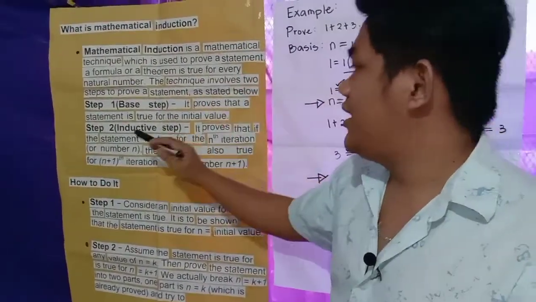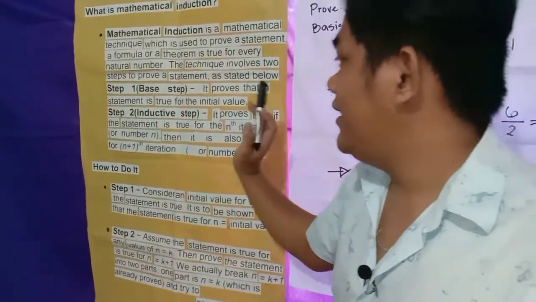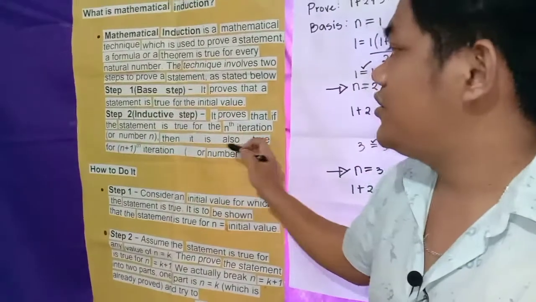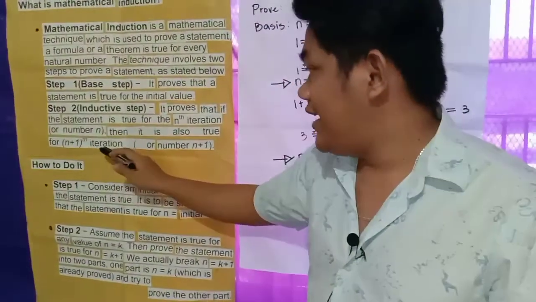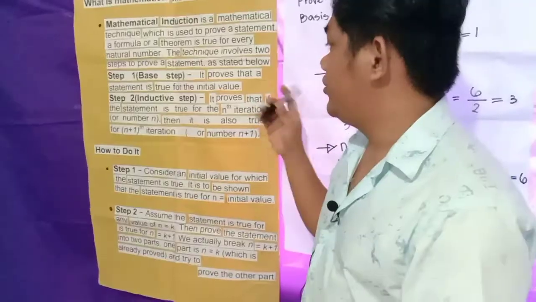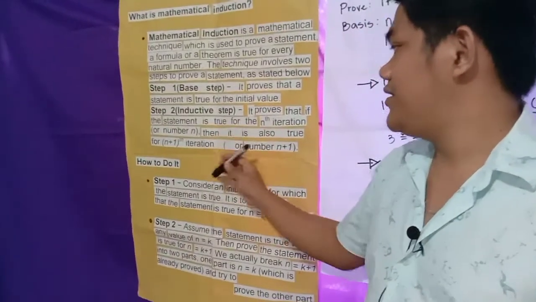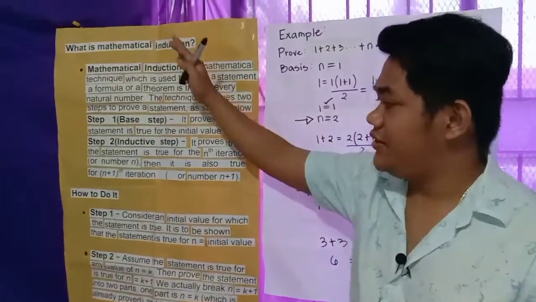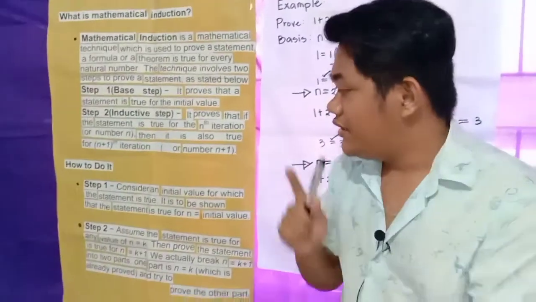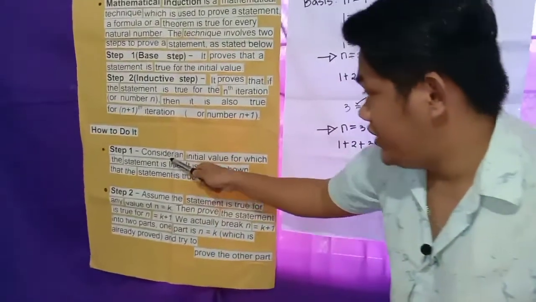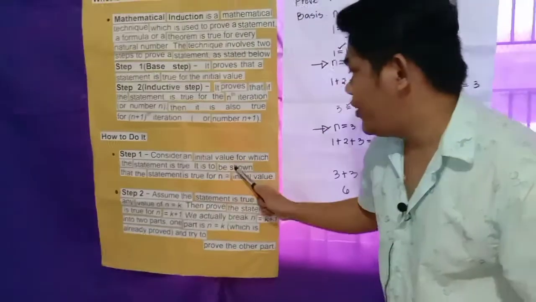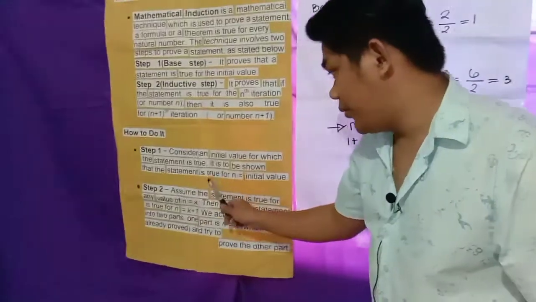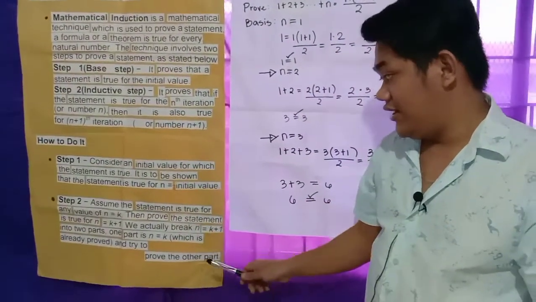So next is the inductive step. It proves that if the statement is true for the nth iteration, or number n, then it is also true for the n plus 1 iteration, or number n plus 1. So you need to assume that k is equal to n. Next, how to do mathematical induction. First, there are two steps. Step 1 is to consider an initial value for which the statement is true. It is to be shown that the statement is true for n equals the initial value.